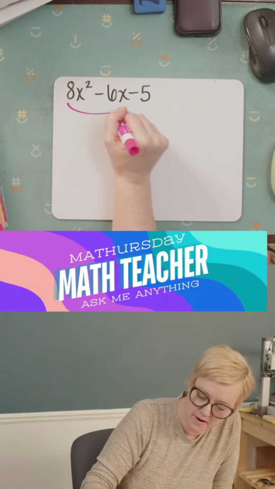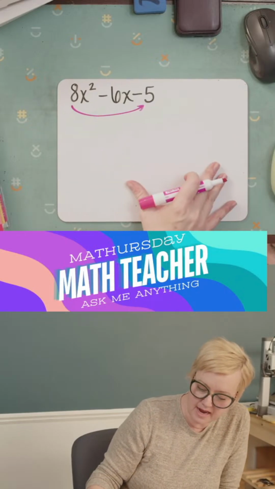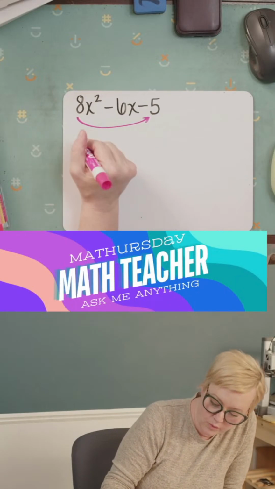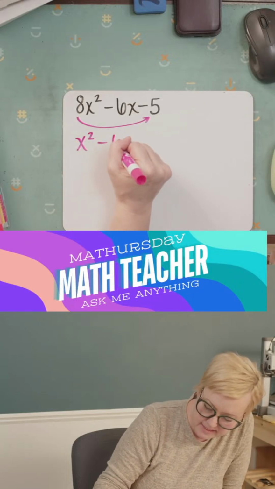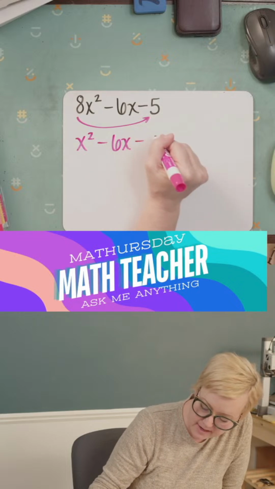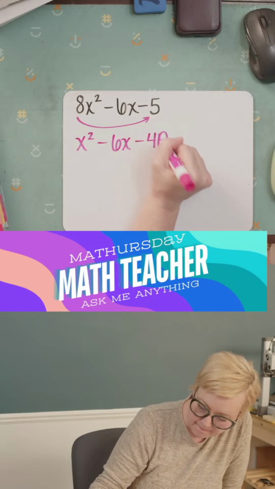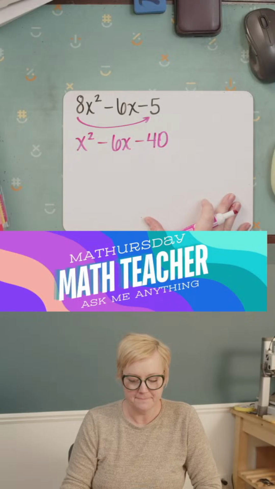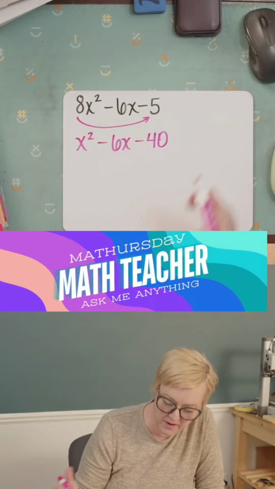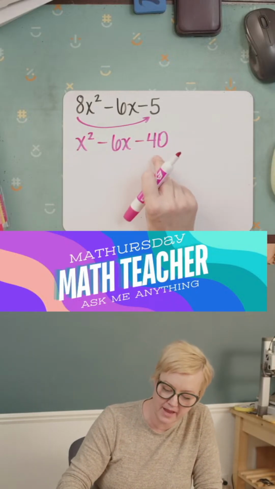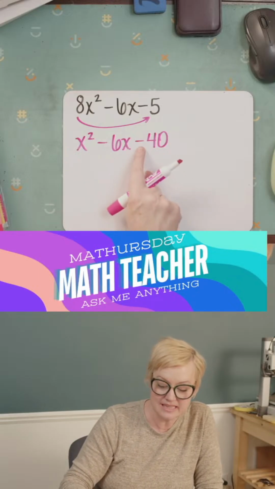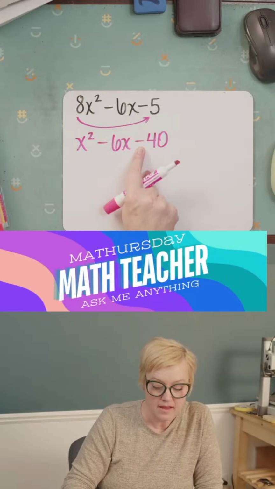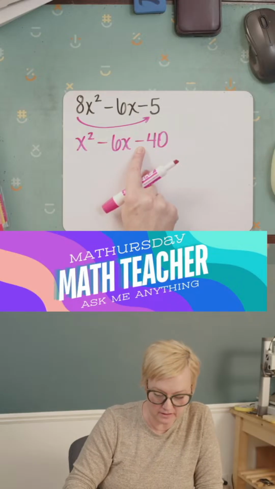I'm going to go down here. I'm going to multiply 8 times negative 5. And I'm going to rewrite this as x squared minus 6x minus 40. Now what I want to do is figure out 2 numbers that multiply to negative 40 and add to negative 6. Since this is negative, the signs are going to be different.